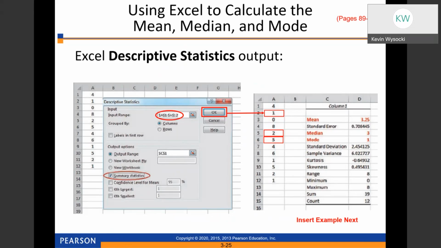So when you hit that button, all of these things pop up. So it gives you more information than you need. But the mean of 3.25, the median of 3, and the mode of 1 is picked right off of there. It also gives you other values. We're going to use some of them in later sections, and we're not going to use some of them at all.